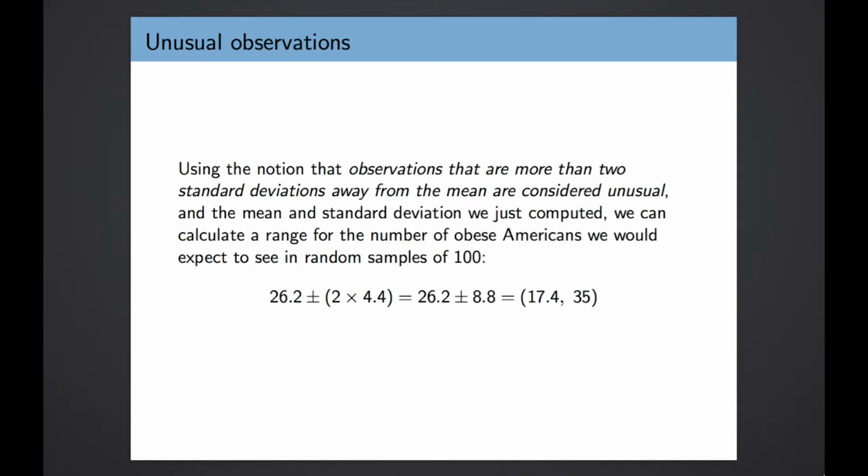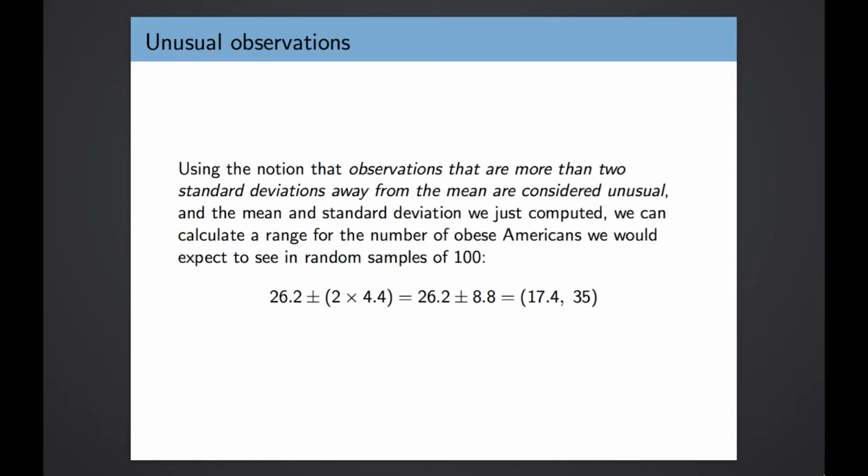But let's also think about what the range of outcomes that we would think of as usual or ordinary would be. So we've already explored a little bit the notion that observations more than 2 standard deviations away from the mean are considered unusual. So let's look at the range of 2 standard deviations below the mean to 2 standard deviations above the mean as sort of a good range of usual outcomes that we would expect if we took a sample of 100 people from the population.